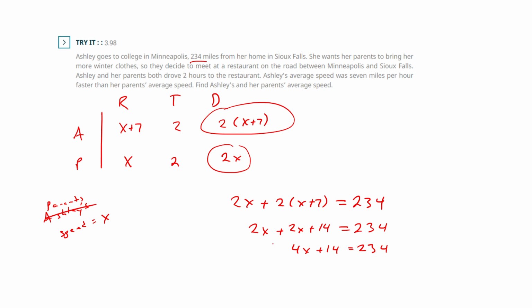Okay, so I just cleaned that up, got the x's together. Now let's subtract 14 from both sides. Okay, x is 55 miles an hour. That was the parents' speed, and she's going 7 faster, so she'd be going 62.